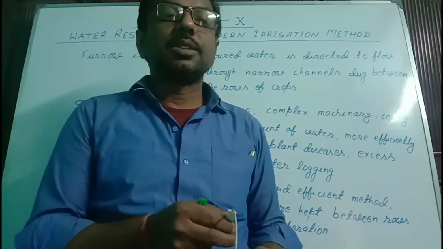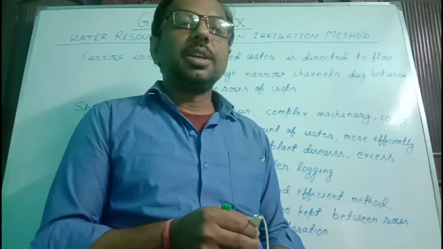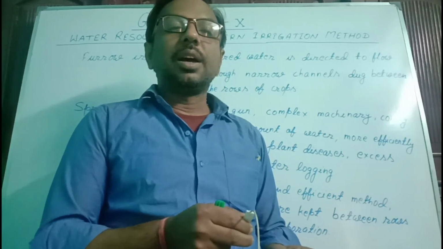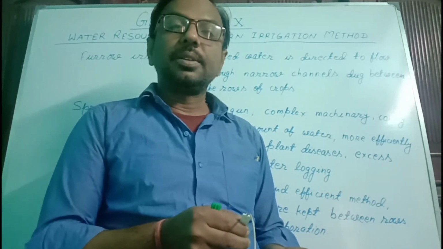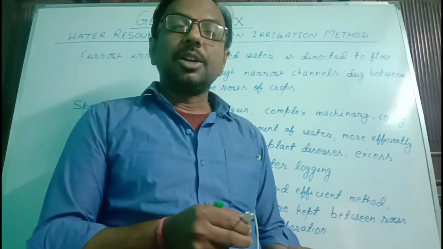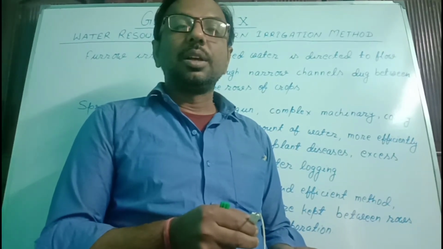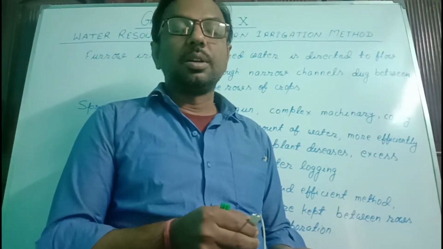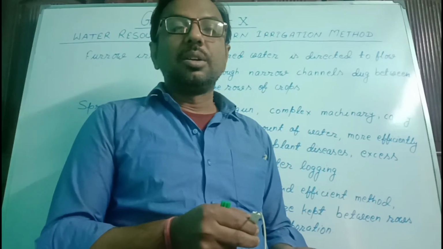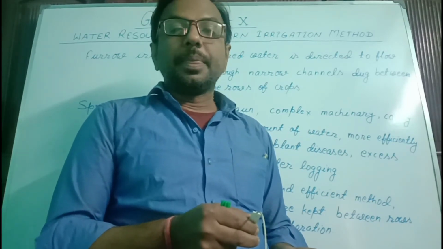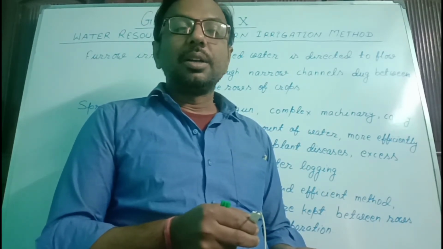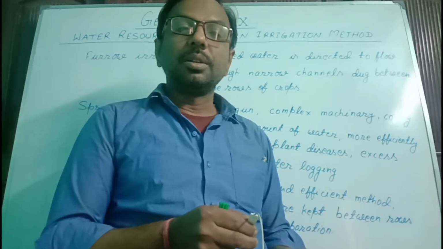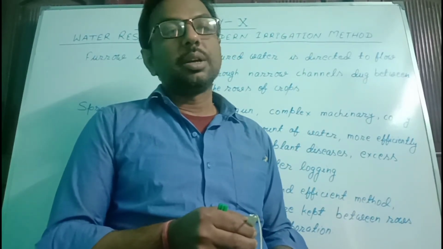Second disadvantage: if there is any high area in the agricultural land, that area gets very little water and there is a lack of moisture that affects the production, and in a low area there is a problem of water logging that also reduces the production.